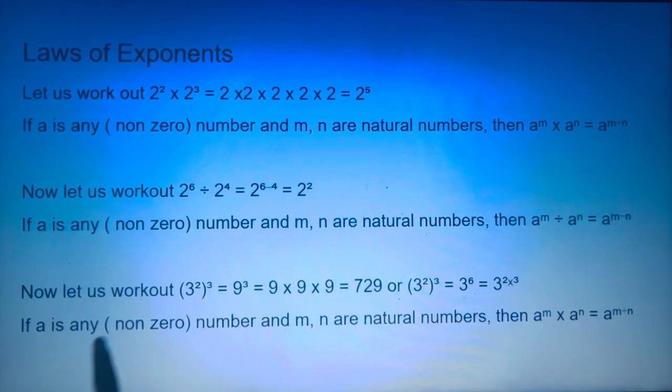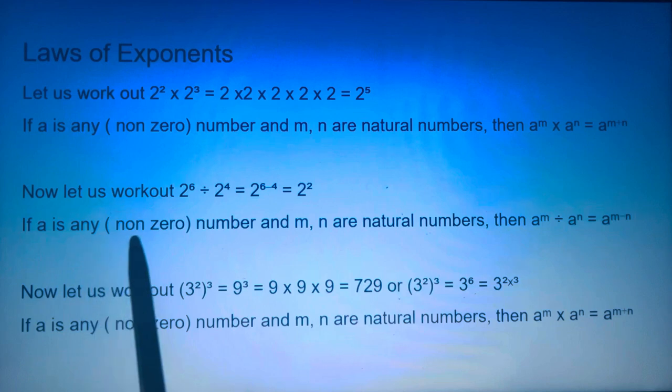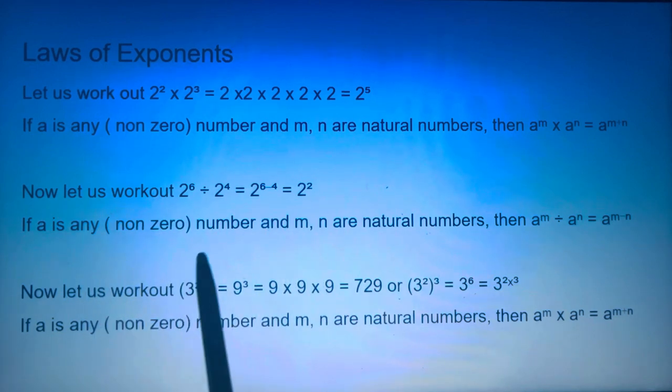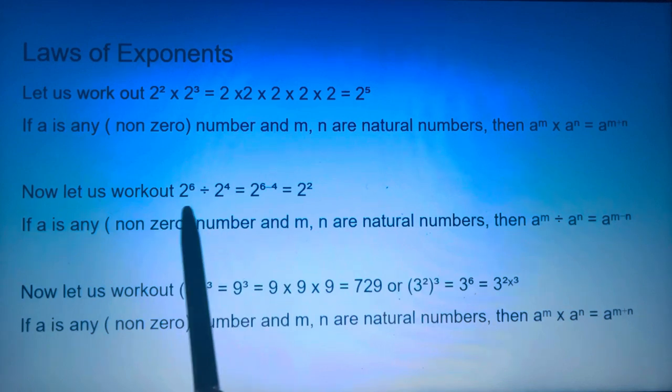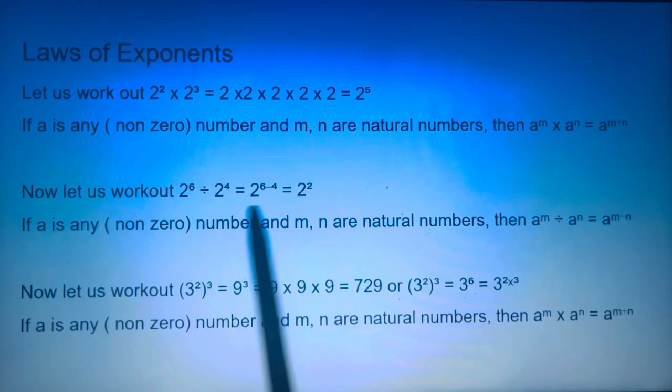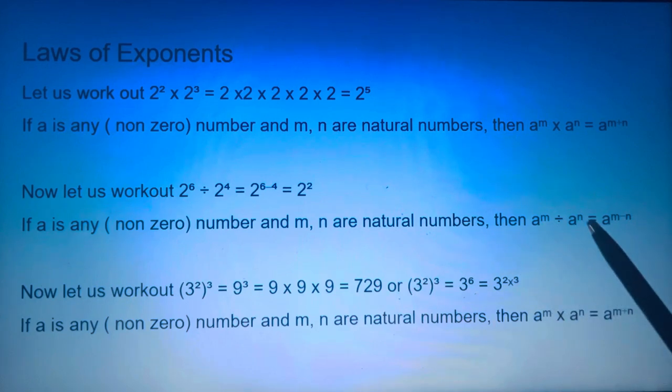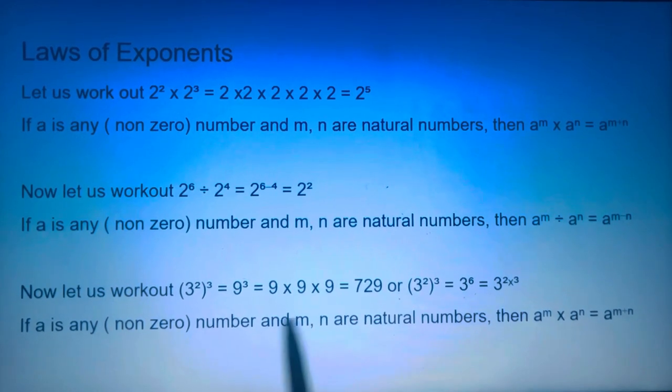So that is 4. If a is any non-zero number, that means the base should not be 0. In the case of division of exponents, the powers will be the difference. See, a to the power m divided by a to the power n equals a to the power m minus n. This is the second law. The third law of exponents is this.